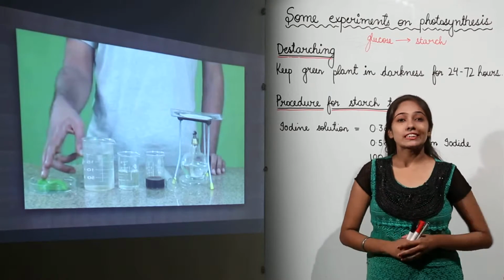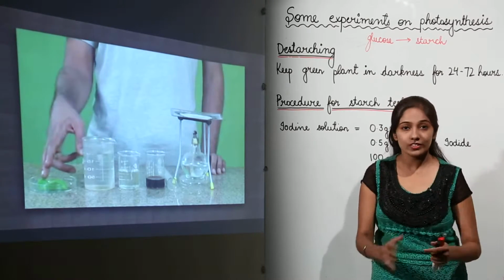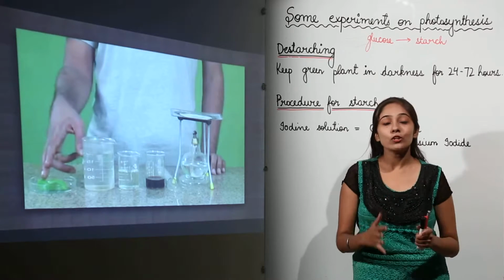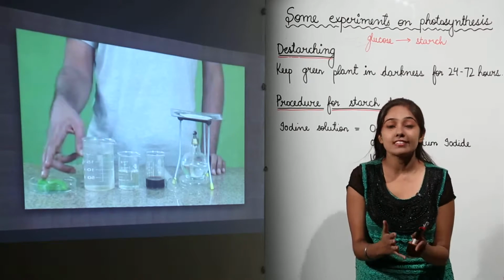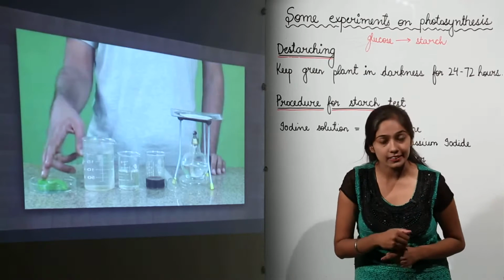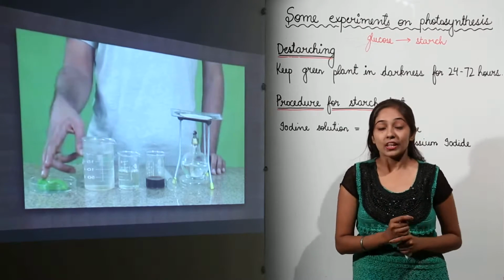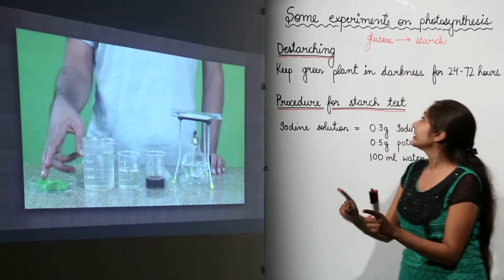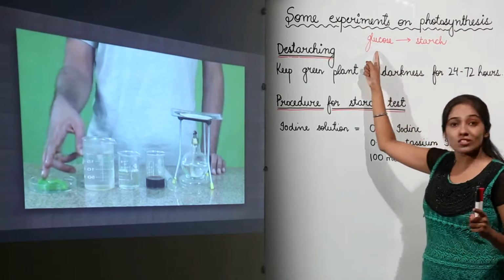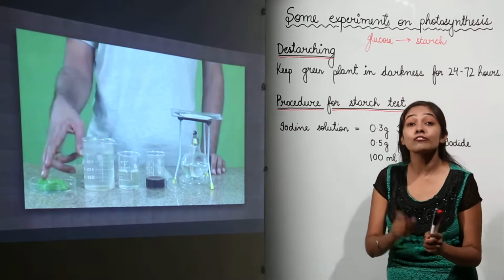Now it's time to discuss some experiments on photosynthesis. These experiments tell you the conditions or the requirements that are there for photosynthesis. So what is the basic criteria when we discuss these experiments? You need to just remember that during photosynthesis, glucose is made, the food is in the form of glucose.